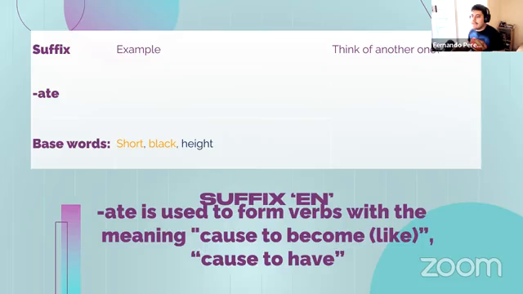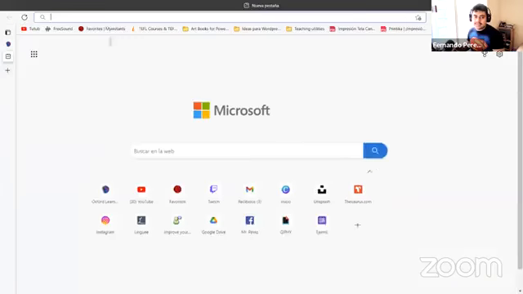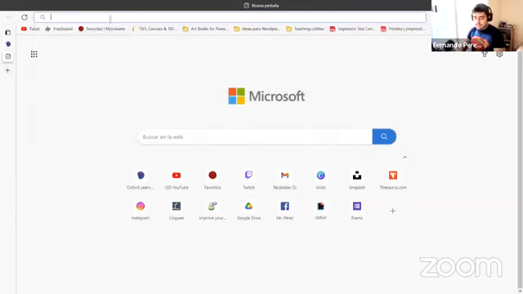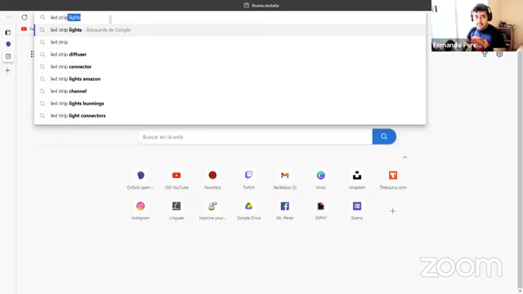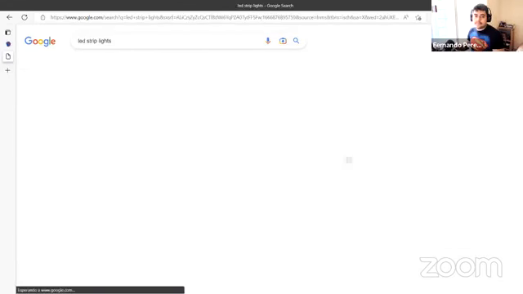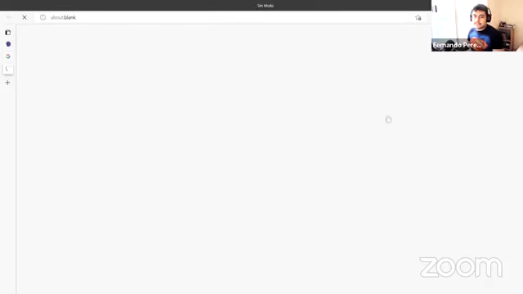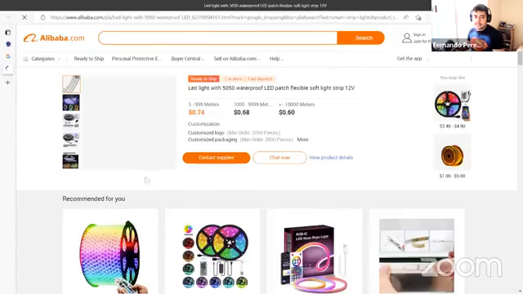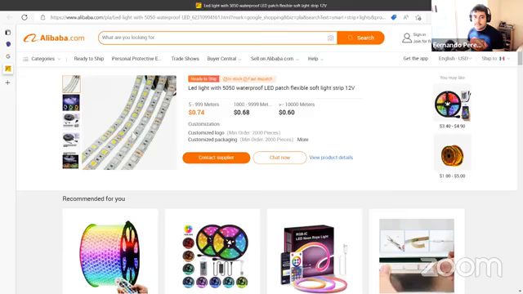So let's imagine you have a very long, what else? What can be long? Let's imagine you have a very long LED strip. Do you know what an LED strip is? LED strip light. This is an LED strip. Okay.